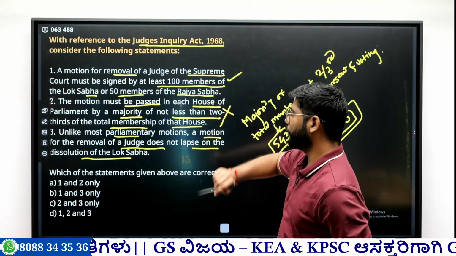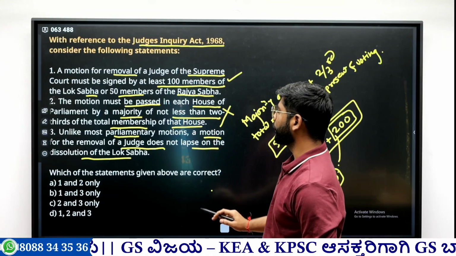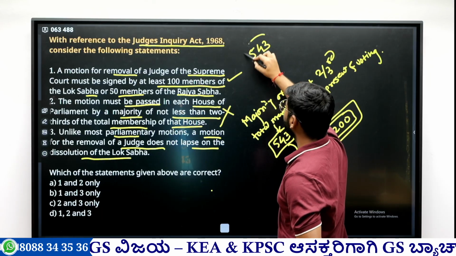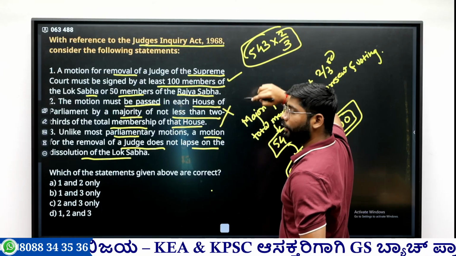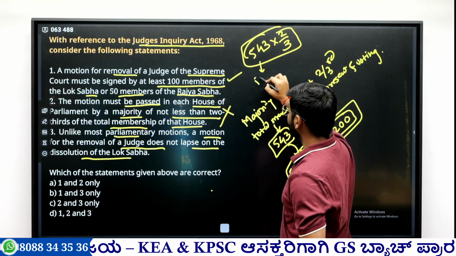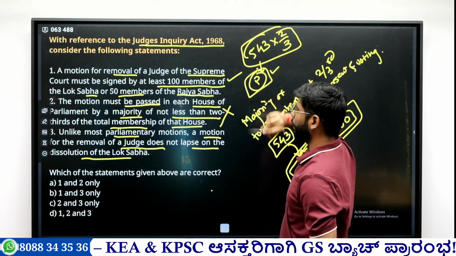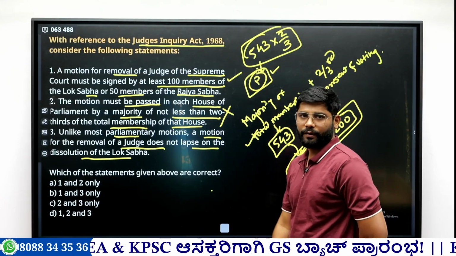So if you see this particular statement, the motion must be passed in each house of parliament by a majority of not less than 2/3. In case of Lok Sabha, they are asking for 2/3 of this 543, and this kind of majority applies to the impeachment of the president. For impeachment of the president, this majority applies, but when it comes to Supreme Court judges, the other majority applies. So the second statement is wrong.